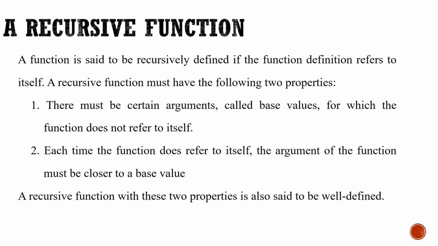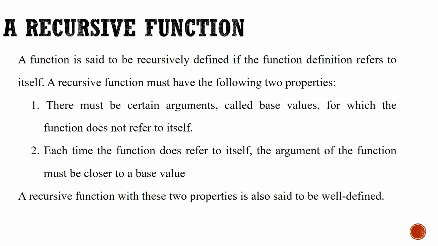So to make that function end, what do we need to ensure? We need to ensure that there are base values for which the function does not refer to itself. Second one, each time the function does refer to itself, the argument of the function must be closer to a base value. These two properties should be there in the recursive function.